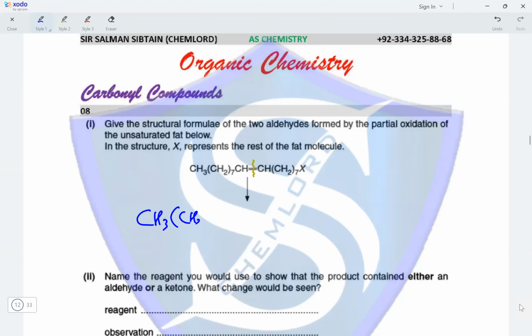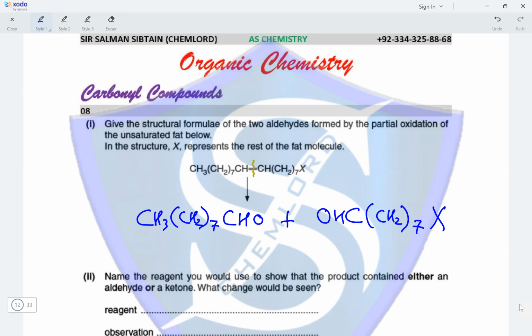And since it is the aldehyde that we need to show that is formed, one of them would be CH3, CH2 repeated 7 times, and then we would have CHO. And in the other molecule, we would have a CHO where the double bond broke. We would have CH2 repeated 7 times, and then we would have X, which is the rest of the fat molecule. So these are the two aldehydes formed by partial oxidation of the unsaturated fat.